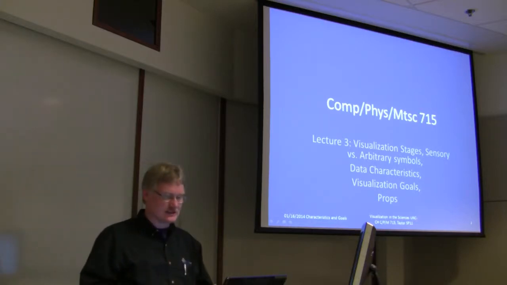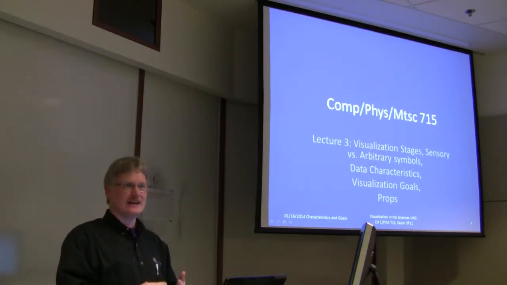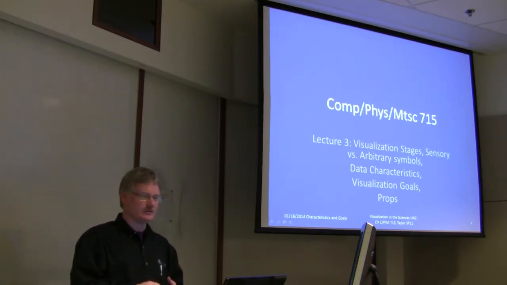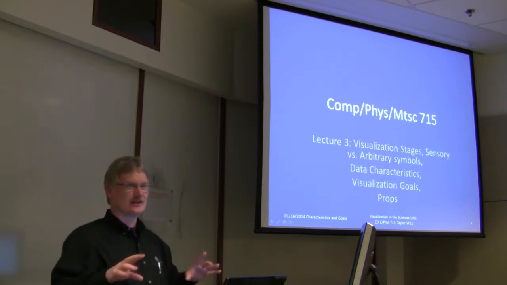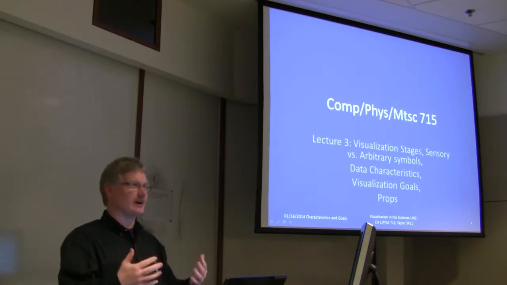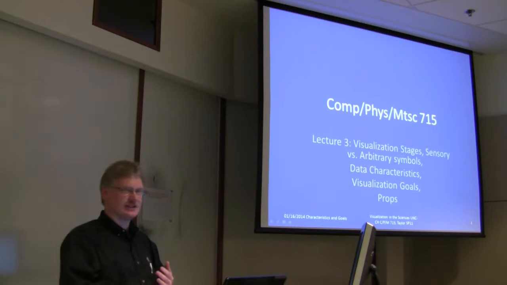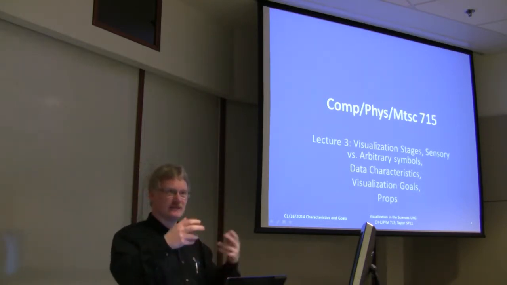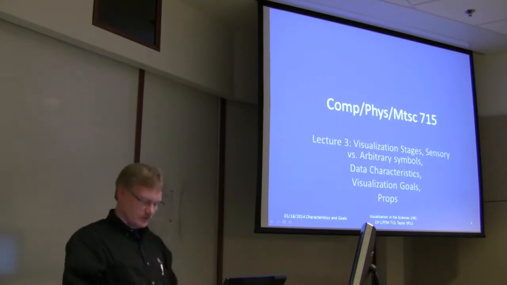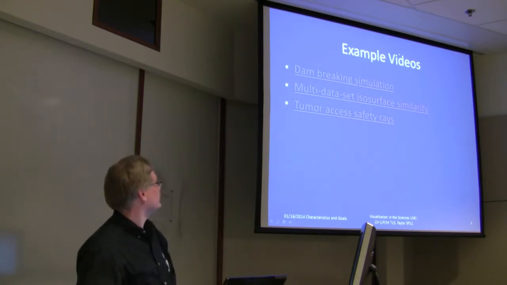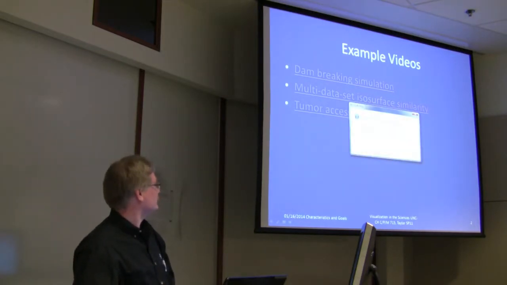All right, so today's lecture is looking at the stages of visualization, at kinds of symbols, things that are sensory or you have to think about them, arbitrary symbols, data characteristics. And data characteristics is something that's not really in the textbook. And so today's lecture notes will be useful to keep around for the class. It talks about how we're going to describe the data sets and think about them, visualization goals, and then kind of a completely different section on props, right? And so this is kind of how do you put things in the visualization that show you what's going on. But as usual, we're going to start with looking at some examples.